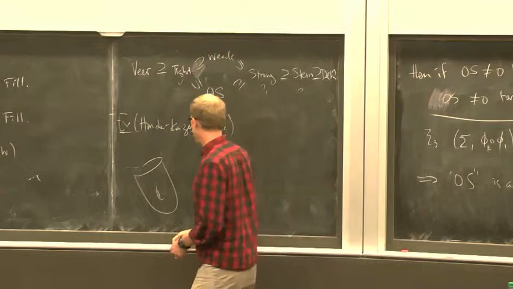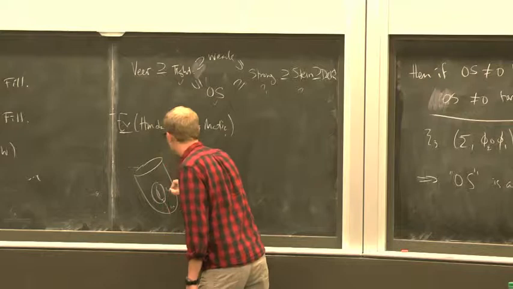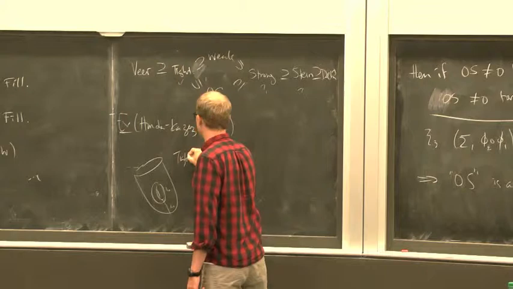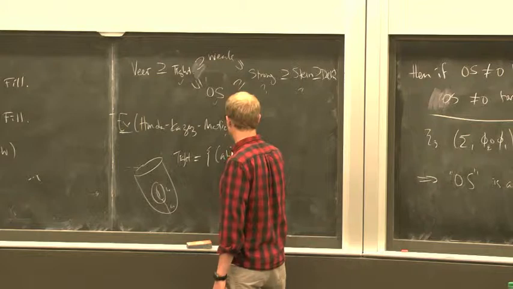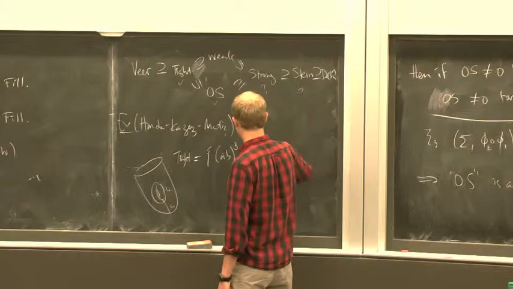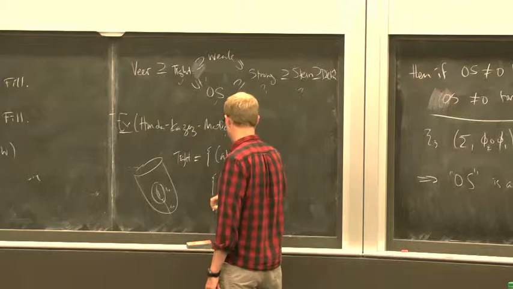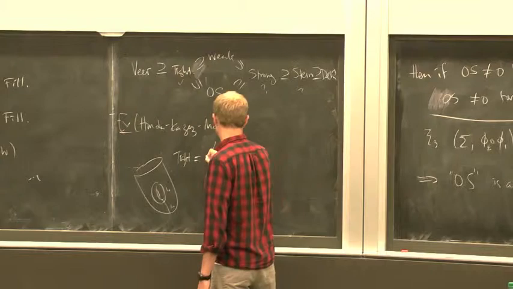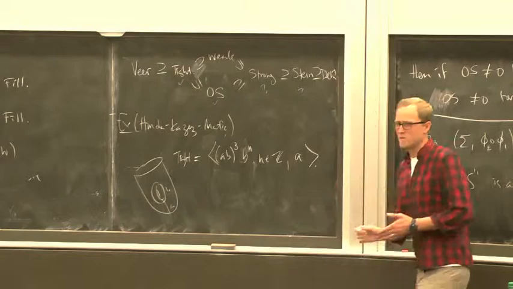So if I take the standard generating set, let's call this A, B, then let's say the monoid in particular is given by looking at AB cubed, B to the N, and let's say A. Why don't I say it's generated by this? You mean twists about those? I mean Dehn twists about those. So take the Dehn twists about these things.